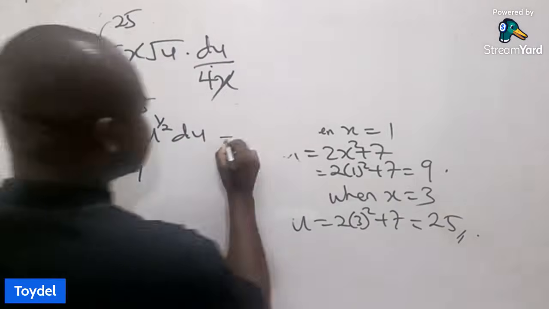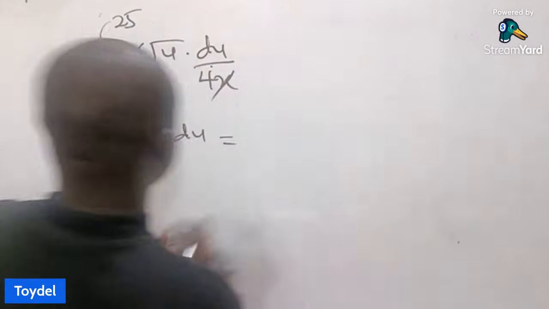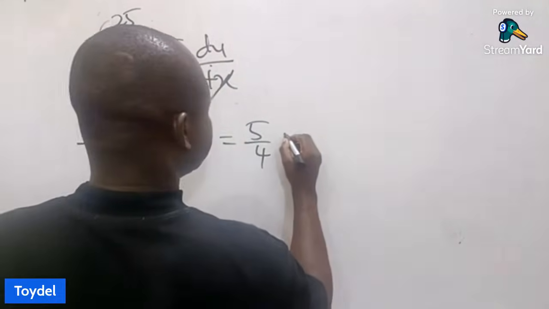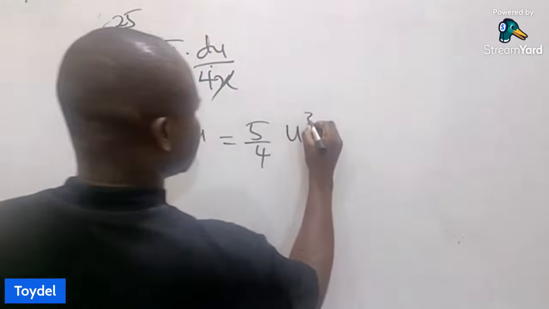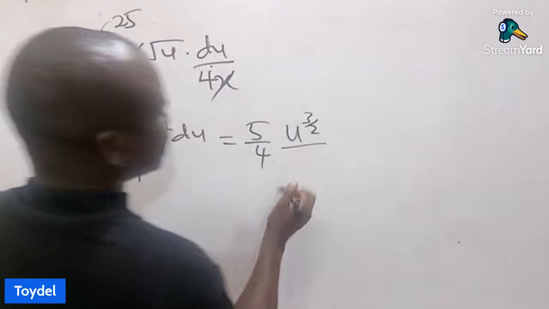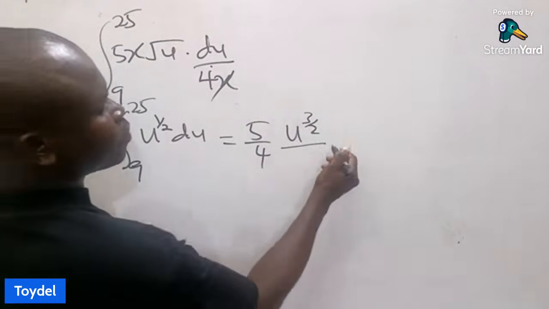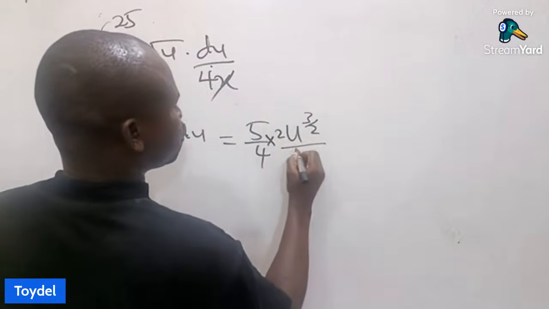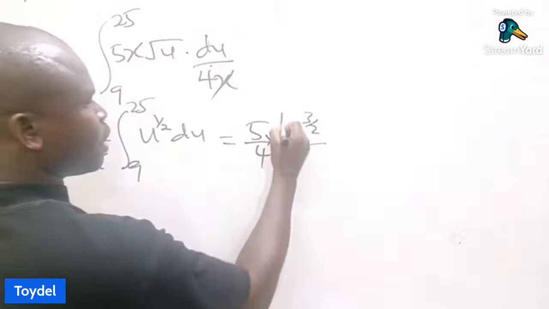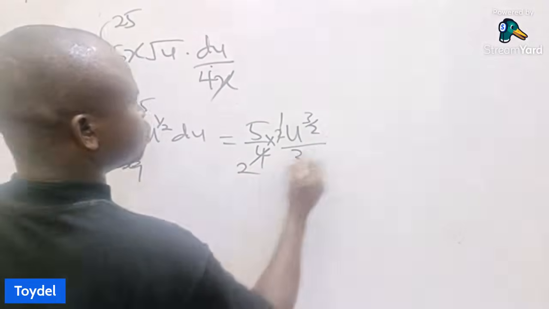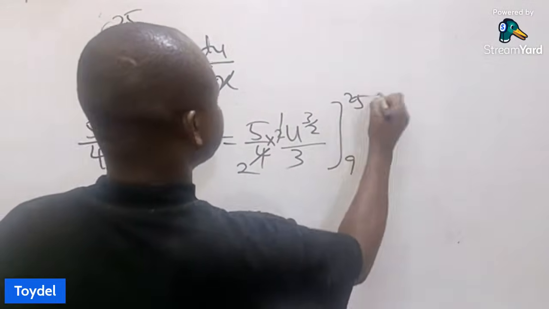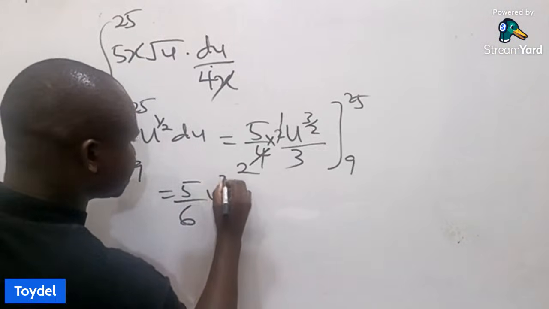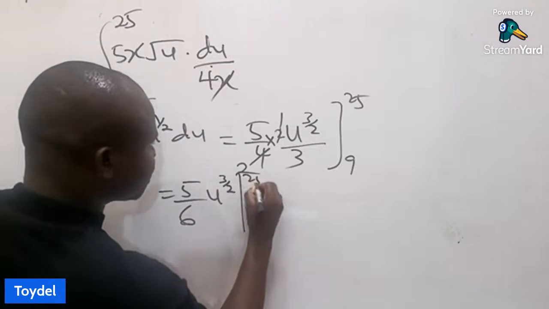So if we integrate what we have here, we have 5 times 1 over 4. If we integrate u to the half, that will be u to the power of 1 plus a half, which is 3 over 2, divided by 3 over 2. If you change it, that will be multiplied by 2 over 3. 2 here, 1, 2 here, 2. Then from 9 to 25. At the end of the day, we are going to have 5 over 6 u to the power 3 over 2, from 9 to 25.